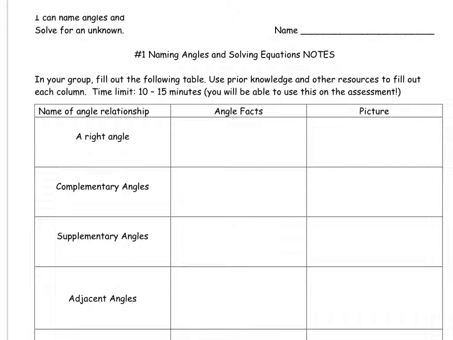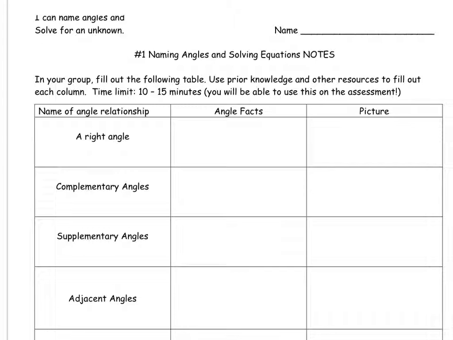All right, hi. Our focus for the next 3 days is going to be naming angles and solving equations to find unknown angle measures. So before we can solve equations to find unknown angle measures, we have to talk about what these different types mean. So I'm hoping that you were in class and this has already been done, but just in case, or if you were absent, I'm going to go through these.